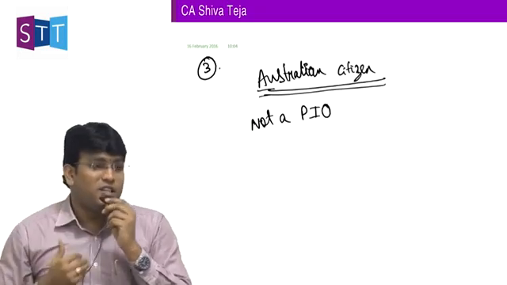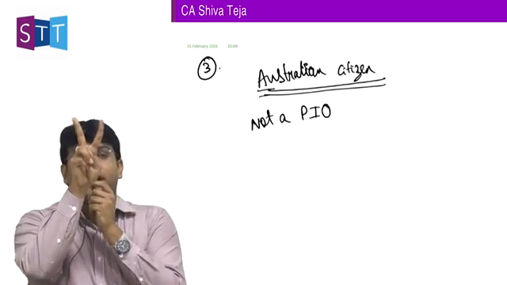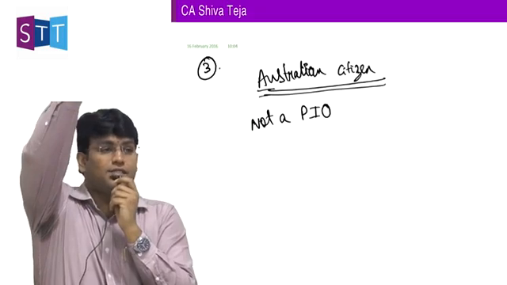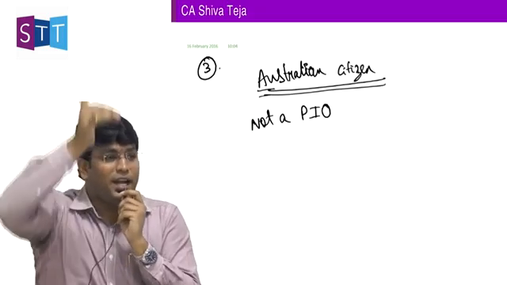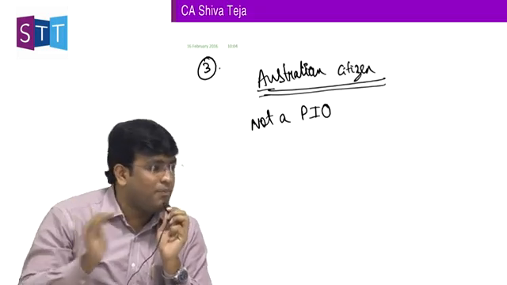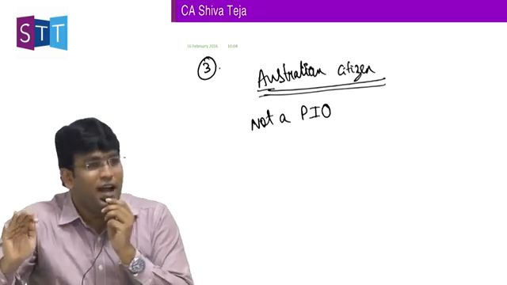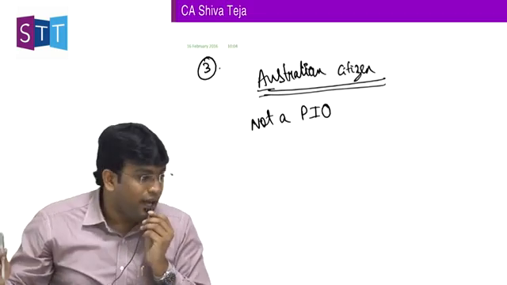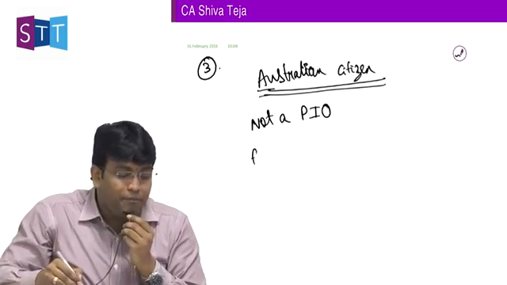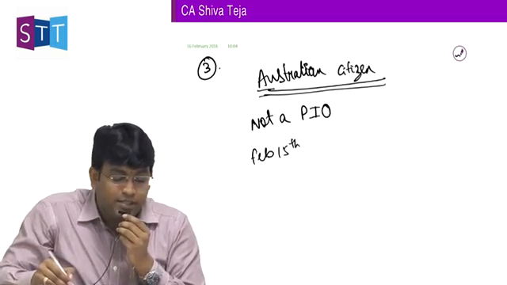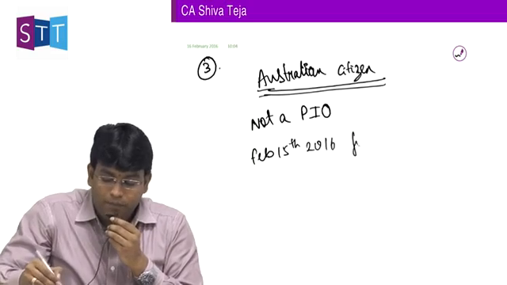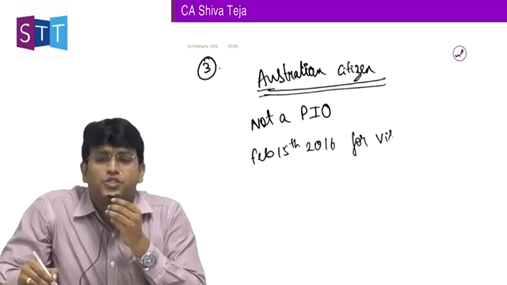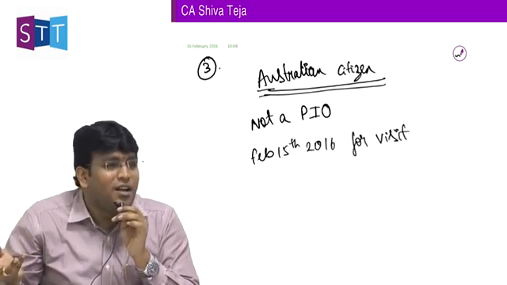When do you call a person of Indian origin? He or his parents or his grandparents, any of them were born in undivided India. Grandparents covers both mother's side and father's side, otherwise maternal and paternal. See now. He comes to India on Feb 15, 2016. For what purpose? Visit. So what?